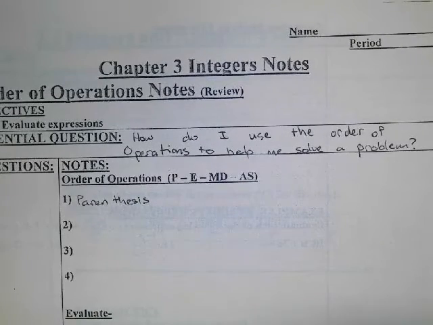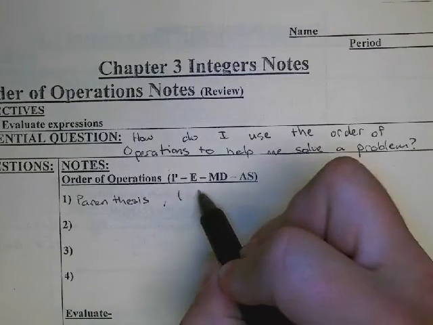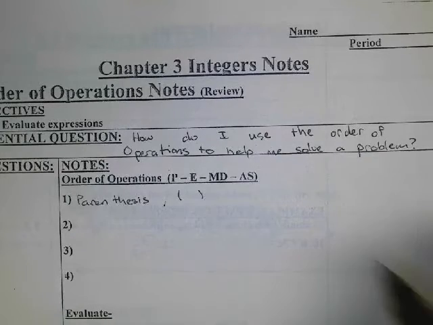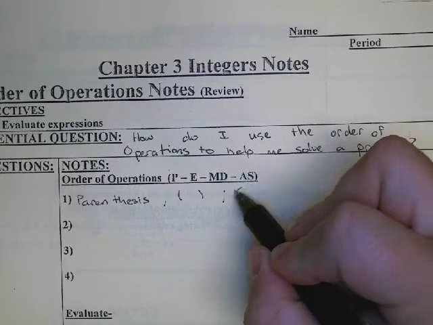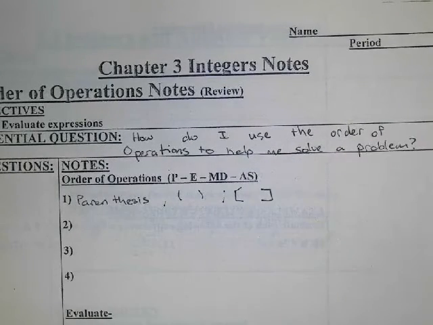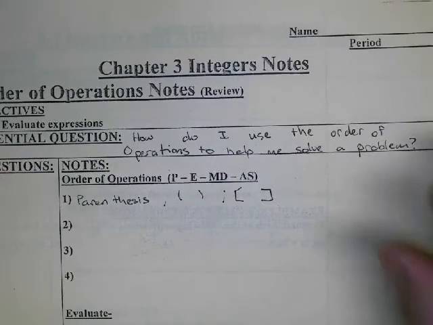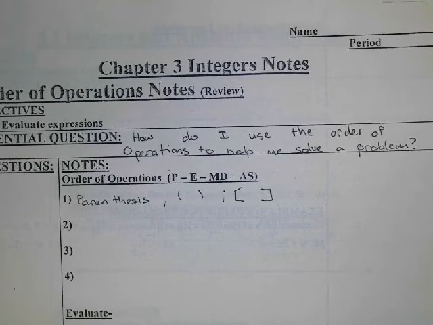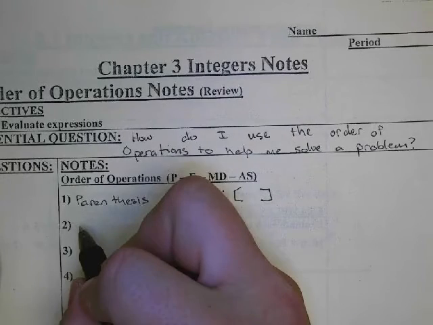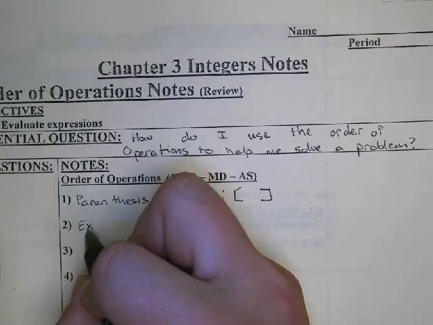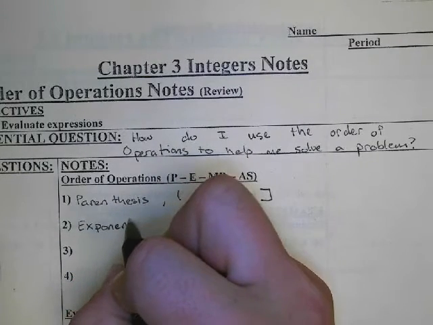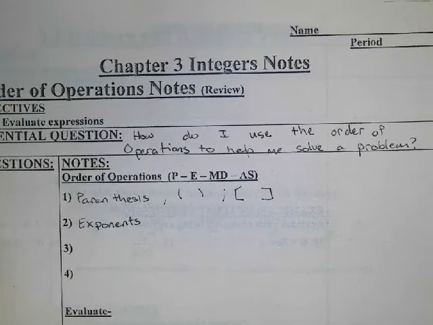We have different kinds of parentheses. You could have our normal looking parentheses, or you might see brackets, which look kind of like boxes, or they're very boxy looking. And then after parentheses, we have exponents. And exponents are when we have those little numbers up high, right to the right of a base number.